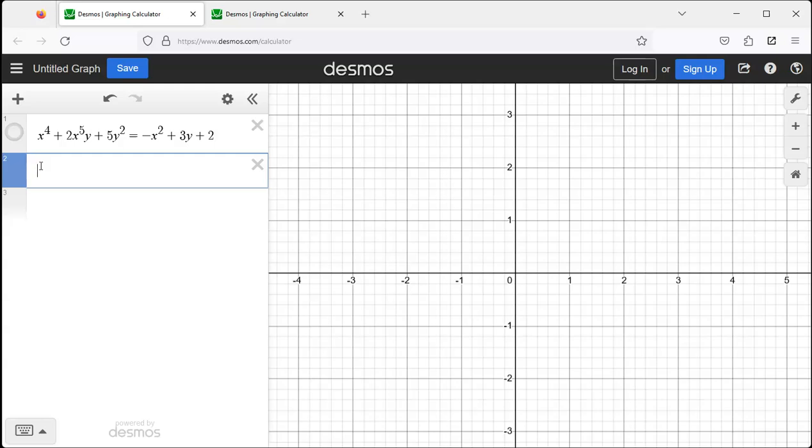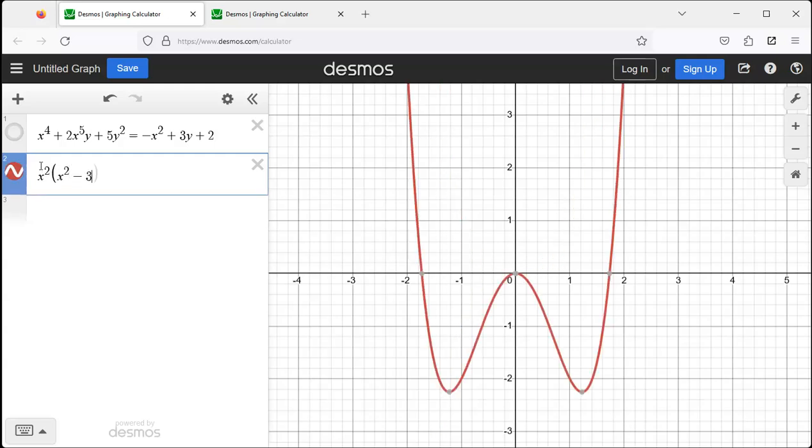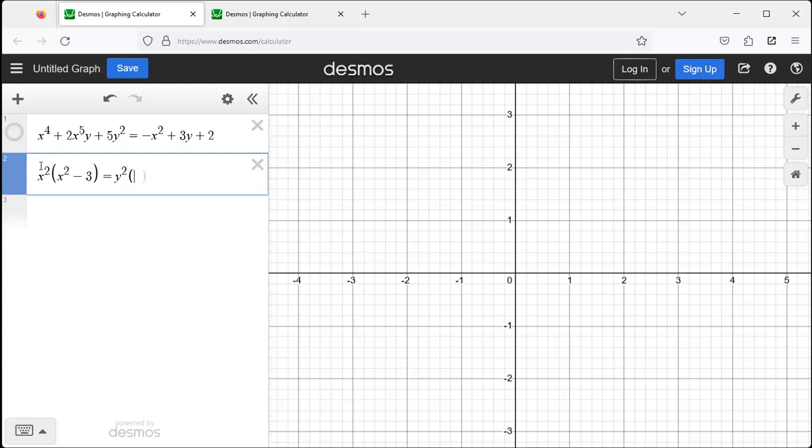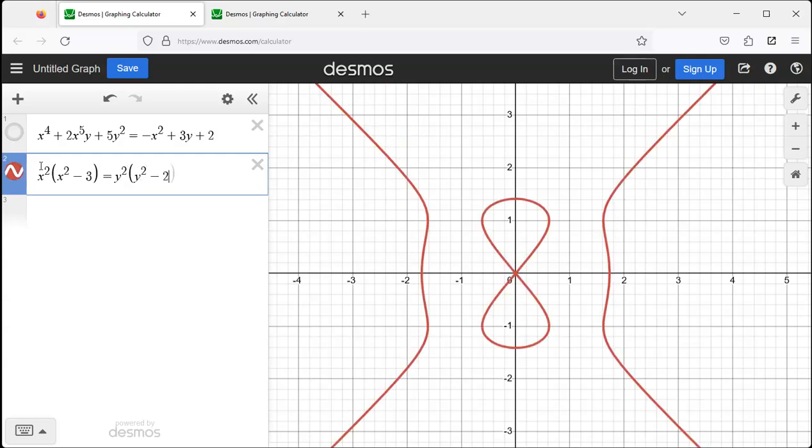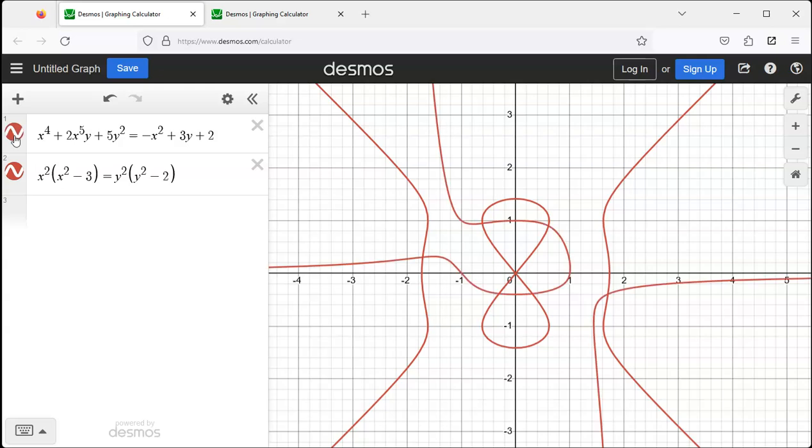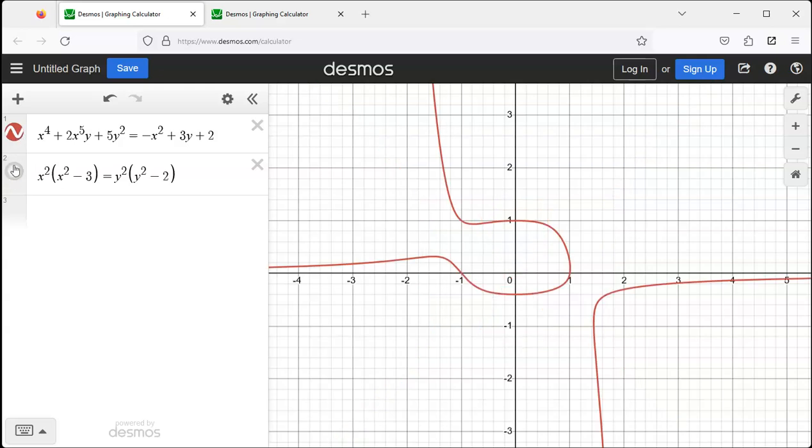Okay, all right. And then here, x squared minus 3 equals y squared minus 2. Okay, there you go. That's the same graph as before. And oh, we have the same color. That doesn't look too good.